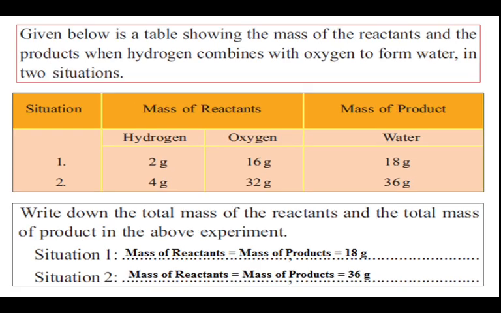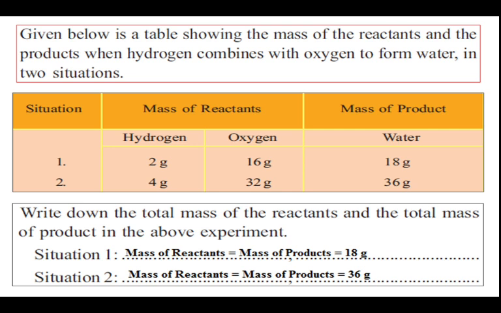Now consider the case where hydrogen is combining with oxygen to give water in two situations. In situation 1, 2 gram of hydrogen combined with 16 gram of oxygen to give 18 gram of water. In the second situation, 4 gram of hydrogen combined with 32 gram of oxygen to give 36 gram of water.